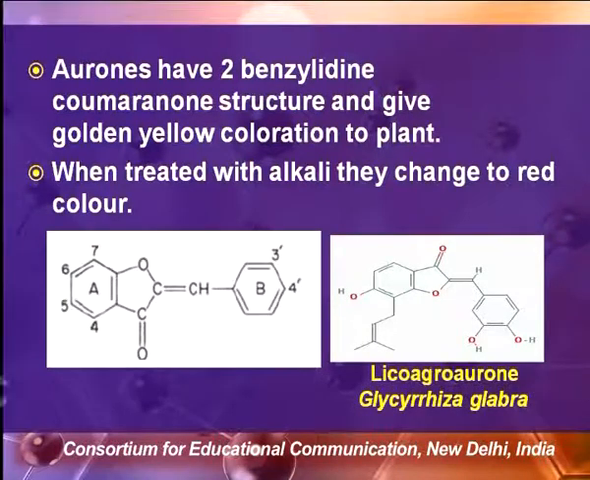And the most common example of aurone is lycoagroaurone, which is again found in Glycyrrhiza glabra. And when these aurones are treated with alkali, the color of aurones, which is normally golden yellow or yellowish color in the plants, changes to red in color.